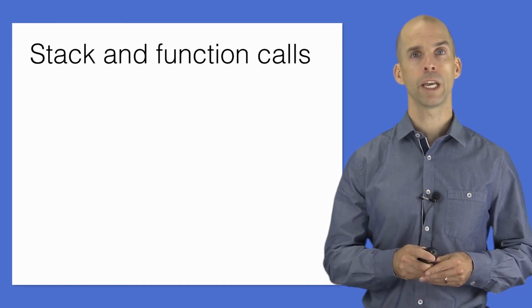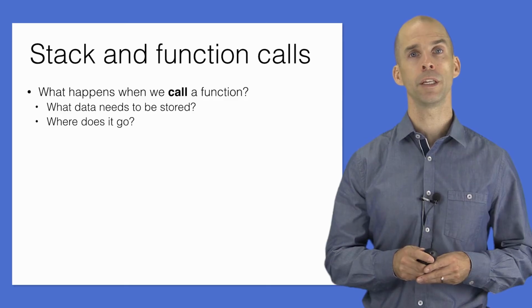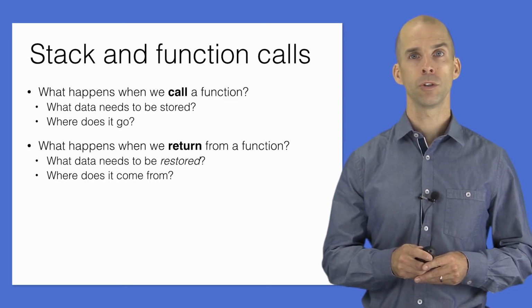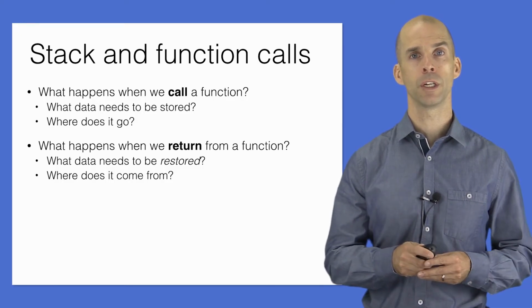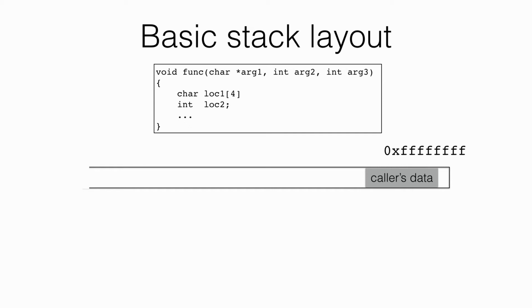In particular, we'll look at what data we need to store and where we'll put it when calling a function. We'll also look at what has to happen when a function returns, that is, what data needs to be restored and where to get it from. Now let's consider the basic stack layout. Here we see a simple function, func, that takes 3 arguments, arg1, arg2, and arg3, and has 2 local variables, loc1 and loc2. Below, we see the depiction of the memory of the process. The highest addresses are to the right, as usual, and we see a depiction of the caller's data, that is, the caller of this function.